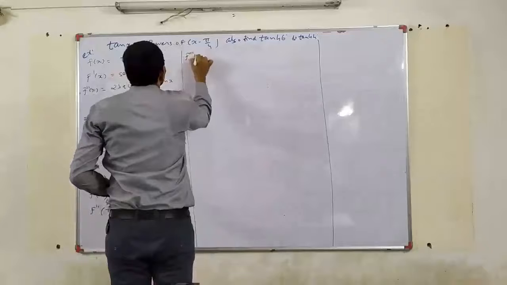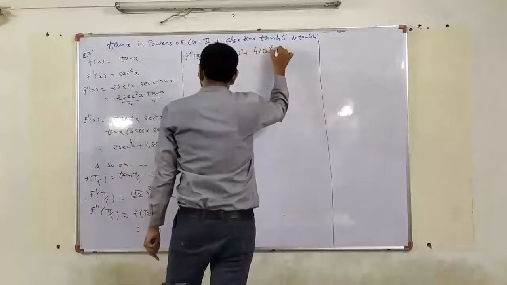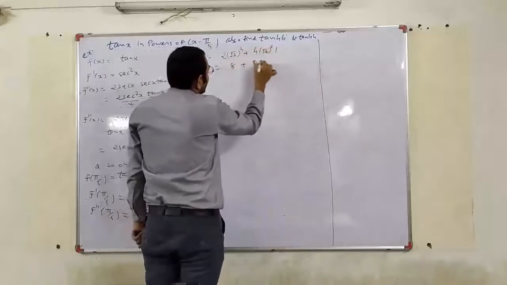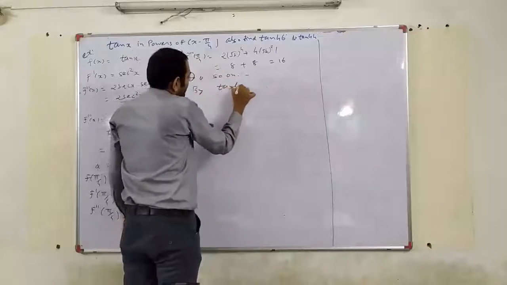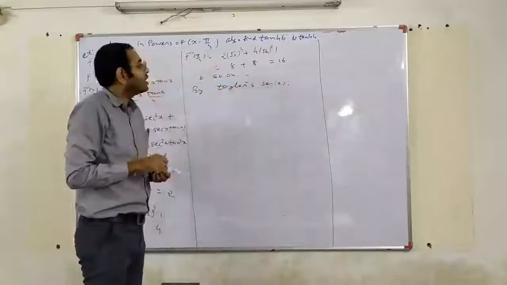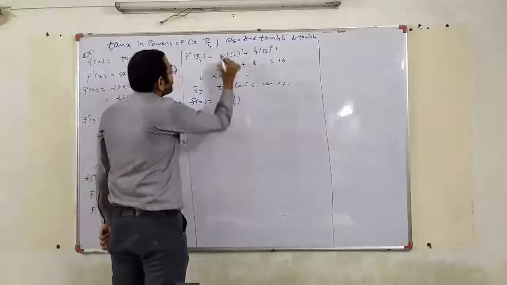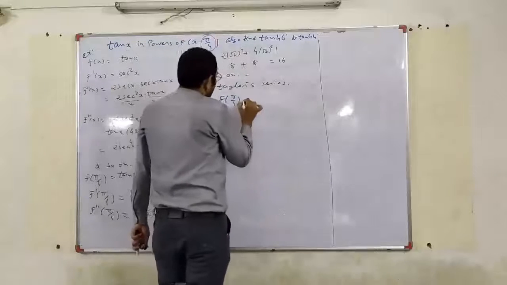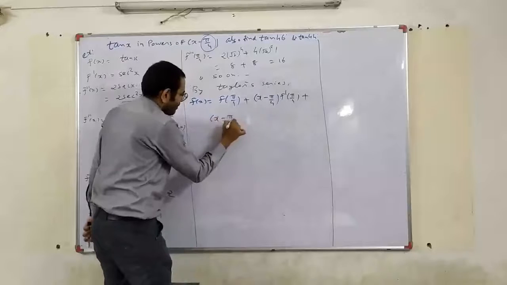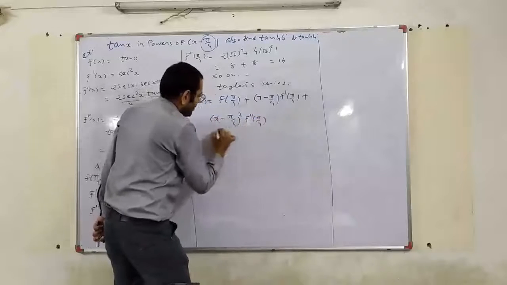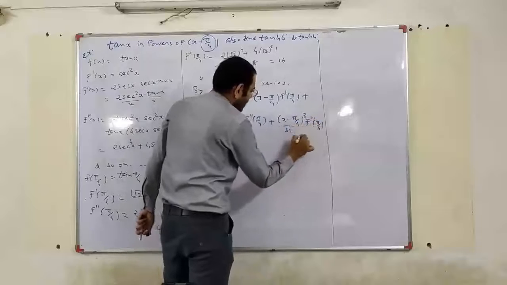F triple dash, the third differentiation, gives twice root 2 raised to 4 plus 4 root 2 whole square into 1. Then 4 2s are 8 plus 4 2s are 8, then we get 16, and so on. Now by Taylor series, substitute all the values in the equation of the Taylor series. Then f of x equal to f of pi by 4, because our position is pi by 4, plus x minus pi by 4 f dash of pi by 4, plus x minus pi by 4 whole square f double dash of pi by 4 by 2 factorial, plus x minus pi by 4 raised to 3 by 3 factorial f triple dash of pi by 4, and so on.